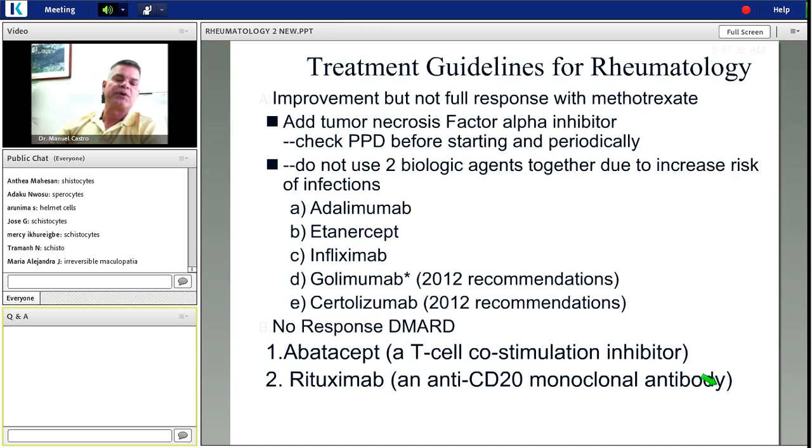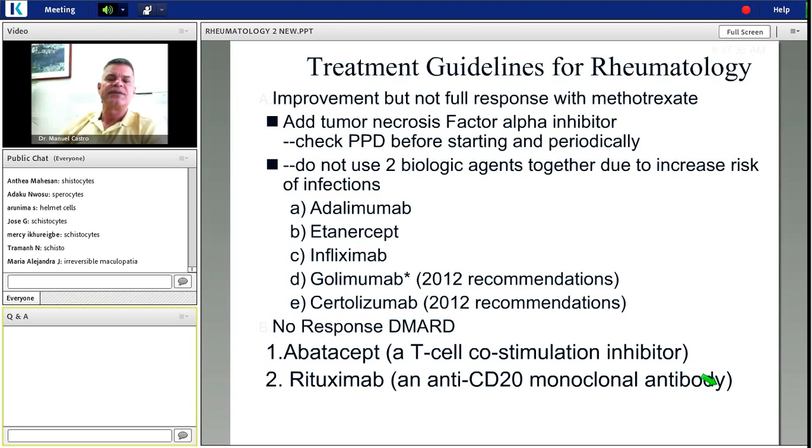At that time, if there is improvement but not a full response to methotrexate, then you can add a tumor necrosis factor alpha inhibitor. Remember, tumor necrosis factor alpha is one of the cytokines that is very important in inflammatory processes. If you can block that cytokine, you block the inflammatory process that causes the damage in patients with rheumatoid arthritis. Very important.